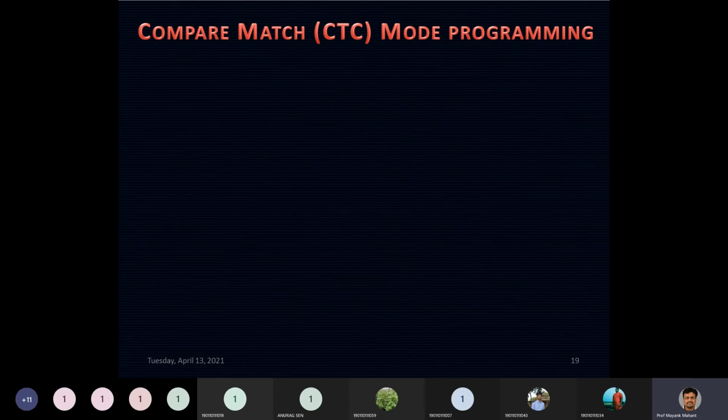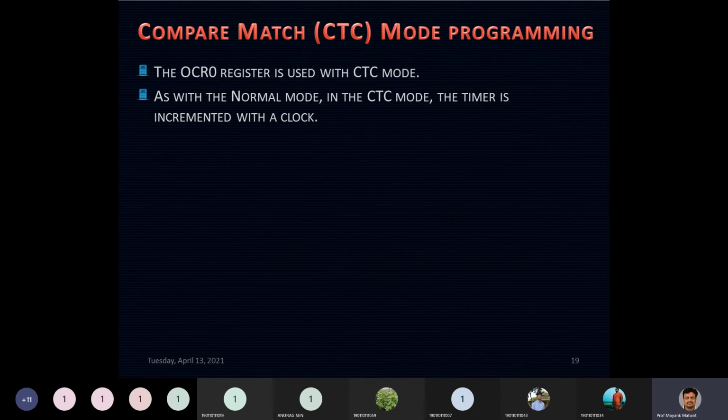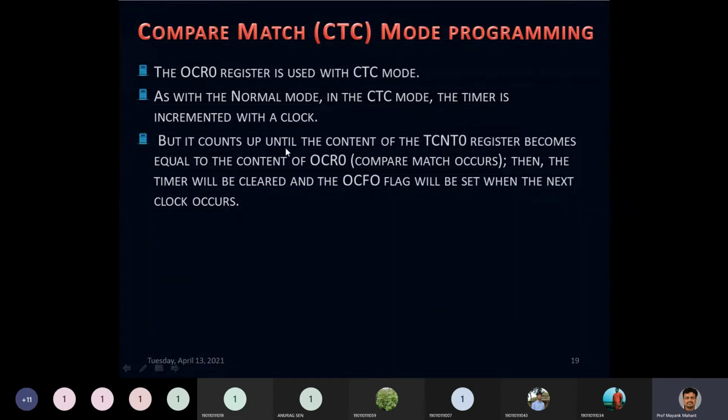The second mode of operation is your compare match mode. We call it the CTC mode. In this CTC mode, the OCR0 register will come into the picture. We have already seen this OCR register in the basic block diagram of our timer 0. The working of the timer will remain the same. That means, as with the normal mode, in CTC mode also the timer is incremented with every clock. But what is the difference? It will count up until the content of the TCNT0 register becomes equal to the content of the OCR register, and then it will clear the TCNT register.